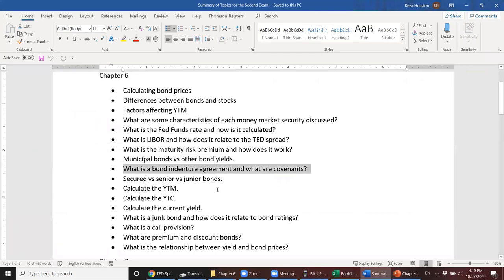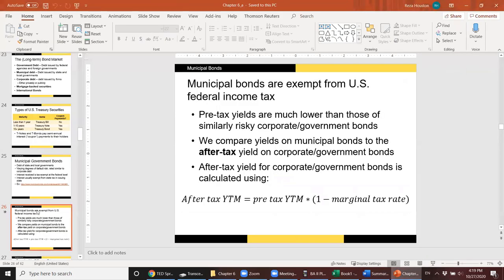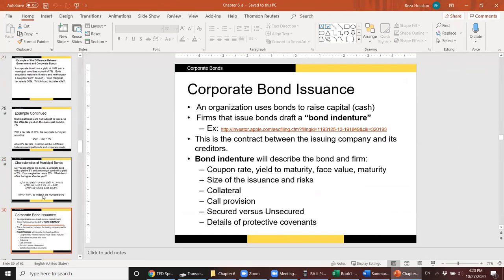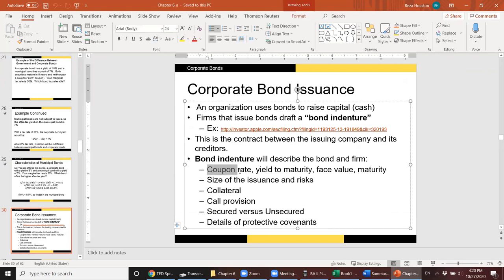All right, next, what is a bond indenture agreement and what are covenants? Okay, so a bond indenture agreement is literally the agreement where the issuer of a bond describes exactly what their obligations to their bondholders are. So they're going to specify things like the coupon rate, the size of the issuance, the face value of the bond, any call provisions or put provisions that would be associated with that bond, basically anything that would be of significance to a bond investor will be in this bond indenture agreement.